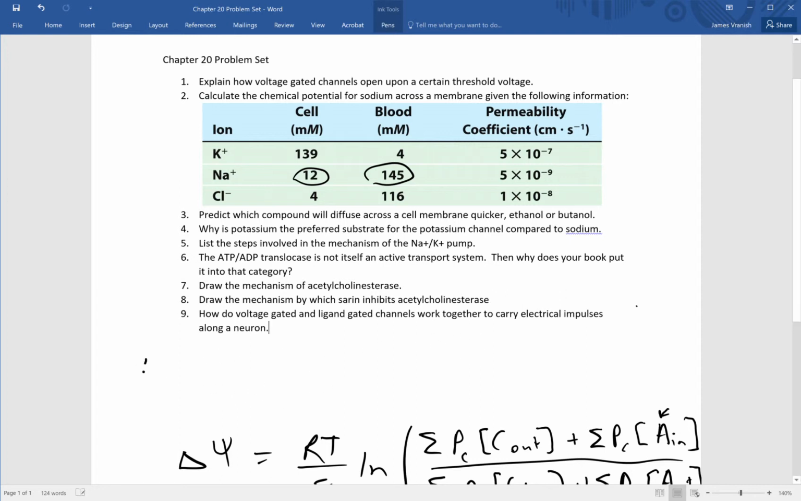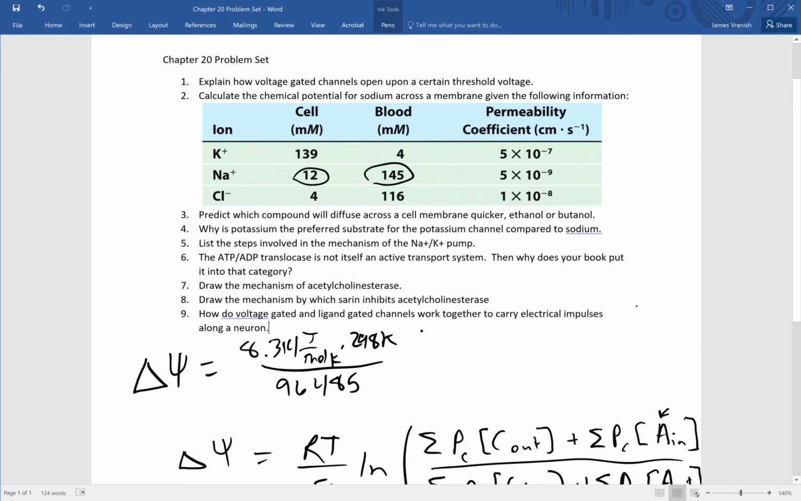All right, so our delta psi is going to be equal to 8.314 joules per mole Kelvin times our temperature, which is 298 Kelvin. Again, I didn't provide it to you in the problem, so I'll be flexible with that, but I'm going to use 298, over 96485.